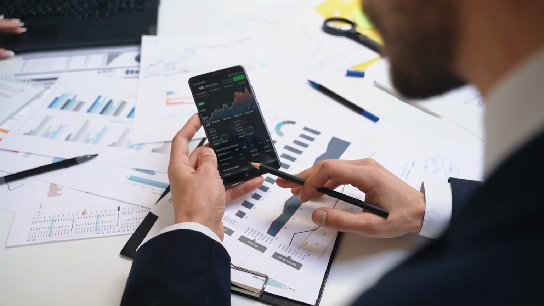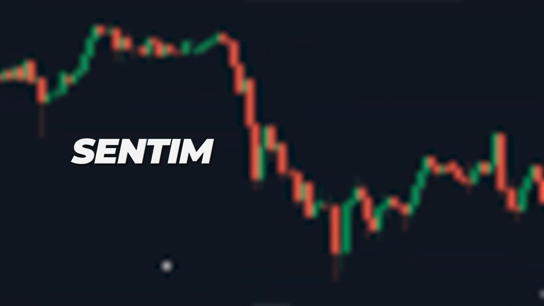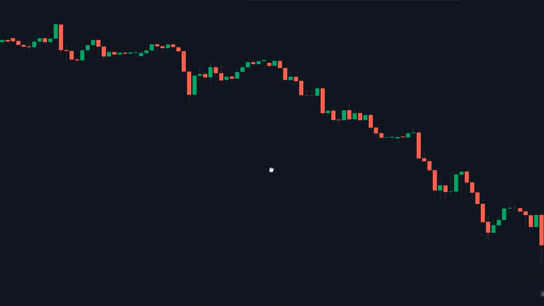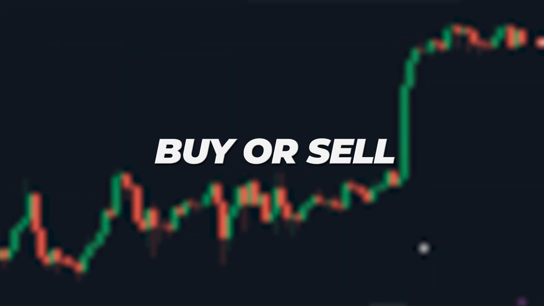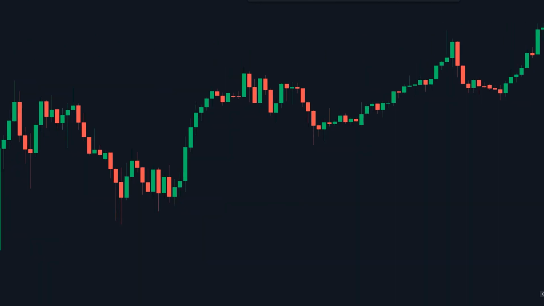In this video, I'm going to showcase a new indicator on TradingView that you can use for sentiment analysis. So if you want to know when to buy or sell a particular trading asset, then this indicator is going to be the one that you've been looking for.